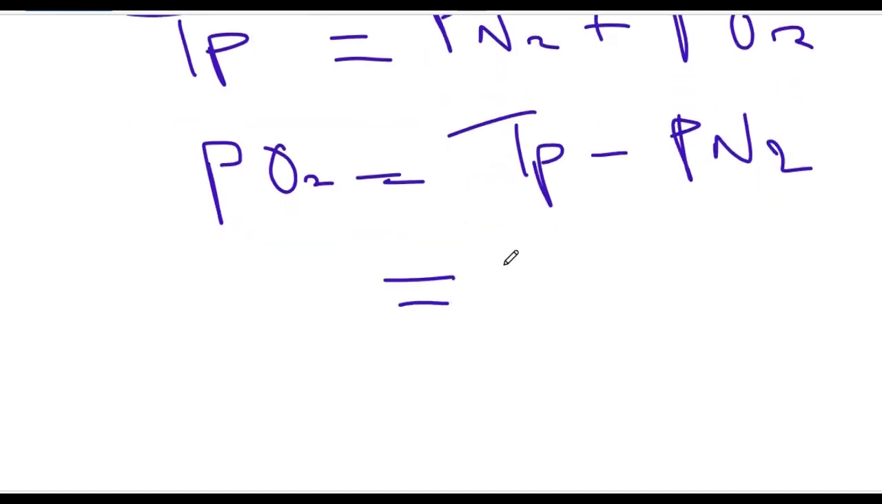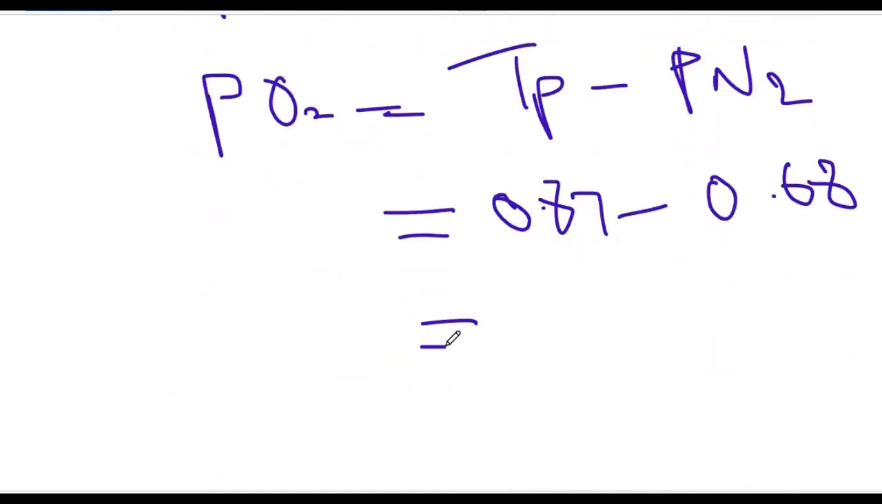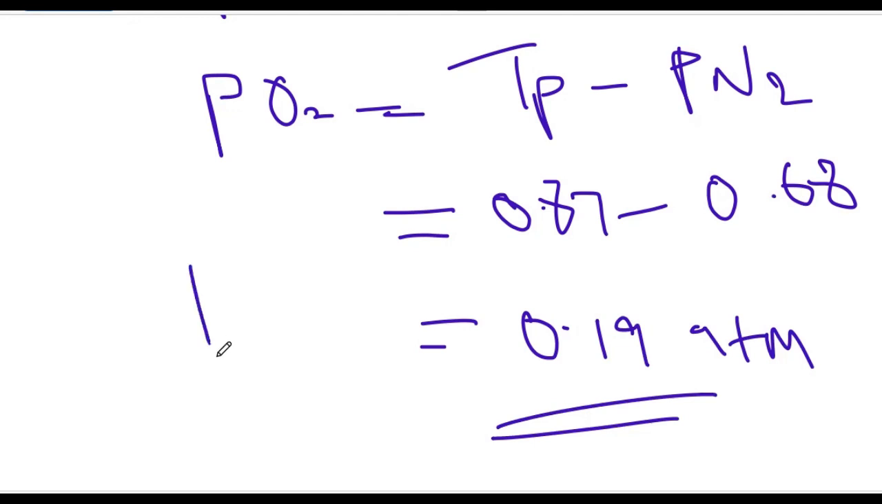So what is the total pressure there? It's just 0.87. Then minus the partial pressure of this nitrogen, which we found to be 0.68. So we subtract, and what are we going to find as our partial pressure of oxygen? 0.87 minus 0.68. I'm finding 0.19 atmospheres as my partial pressure for the oxygen. Once you have one, it's simple to get the other one.